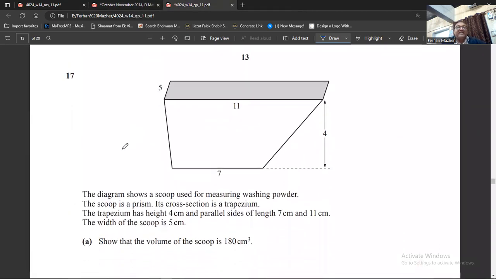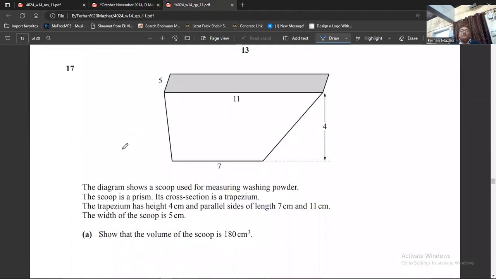Question number 17. He says the diagram shows a scoop used for measuring washing powder. The scoop is a prism. Its cross section is a trapezium. The trapezium has height 4 centimeter, parallel sides of length 7 centimeter and 11 centimeter. The width of the scoop is 5 centimeter. Show that the volume of the scoop is 180.